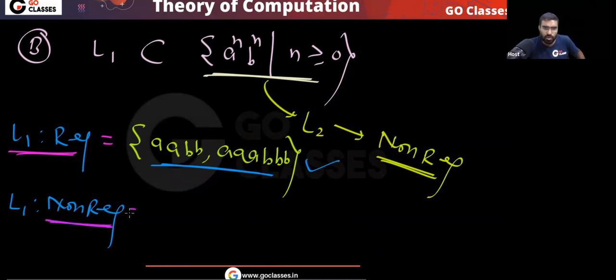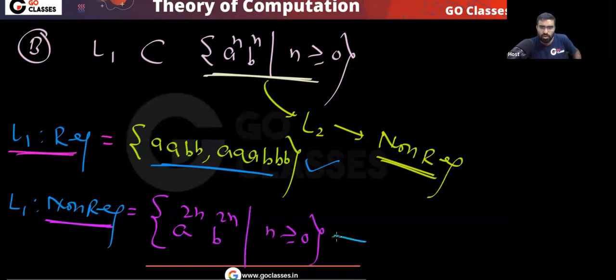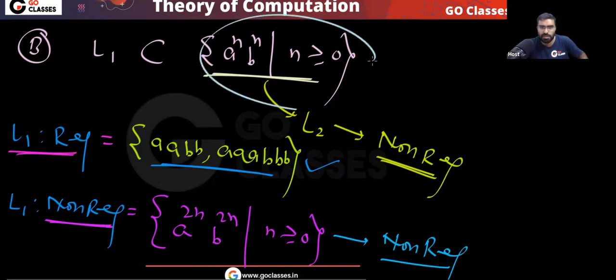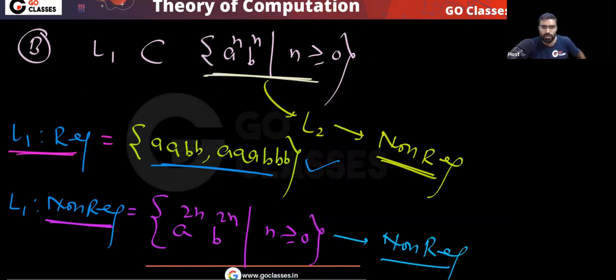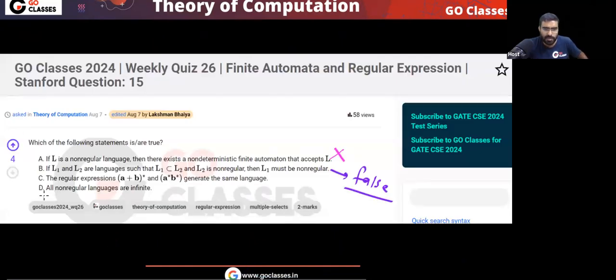Can you give me an L1 which is non-regular? Yes, you can give me the language a^2n b^2n, where n is greater than or equal to 0. This is also non-regular. Very simple. You can see this is a proper subset of L2. This is your L2, and you can notice this language is a proper subset of L2. So very simple, you can see this statement B is false.